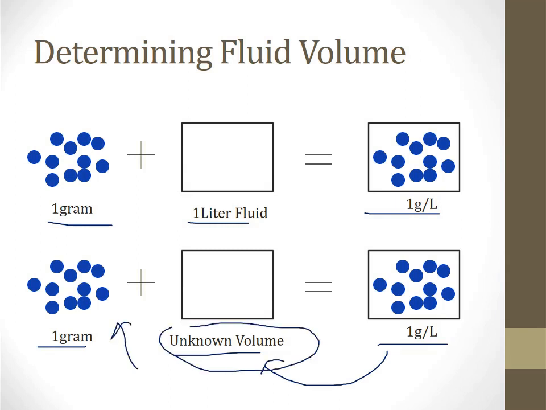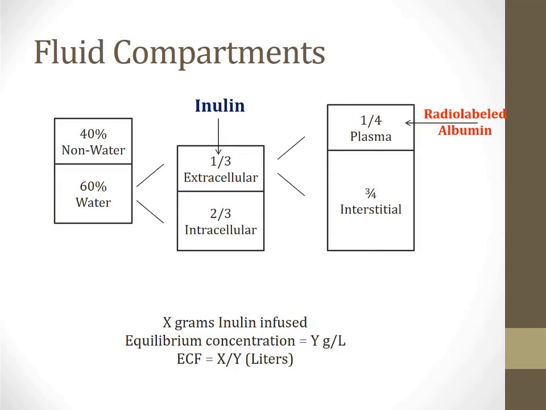This is the way these experiments are done to determine the volume of fluid in a particular compartment of the body. The two classic substances used experimentally to determine the volume of fluid compartments are inulin and radiolabeled albumin. Inulin is a substance I talk about a lot in the second renal physiology video because it can be used to estimate the glomerular filtration rate. But one of its properties is that it remains in the extracellular space, so you can infuse inulin into a patient, measure the concentration, and determine the volume of the extracellular fluid space.